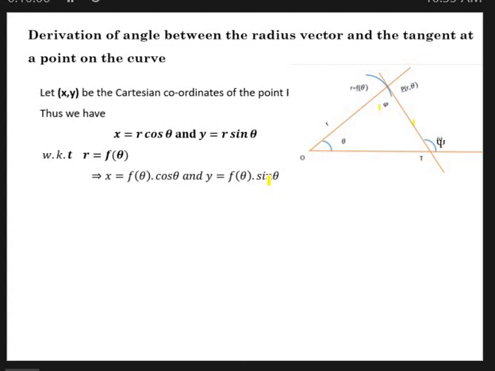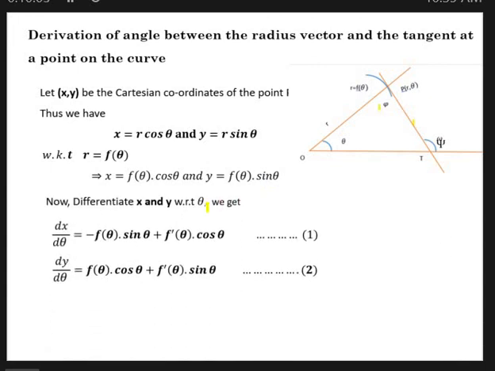Now let us differentiate these two equations with respect to theta. So we get dx by d theta is equal to minus f of theta into sin theta plus f dash of theta into cos theta. See, x is equal to f of theta into cos theta. Here we made use of the product rule. So f of theta keep as it is. Derivative of cos theta is minus sin theta, plus derivative of f of theta is f dash of theta, and keep cos theta as it is, and take this as equation 1.